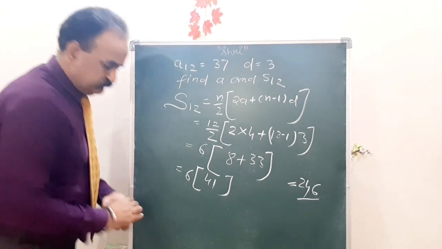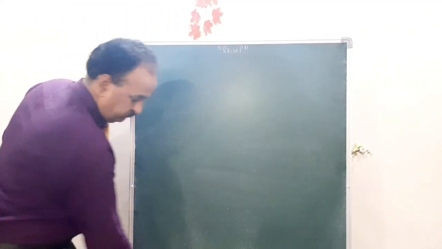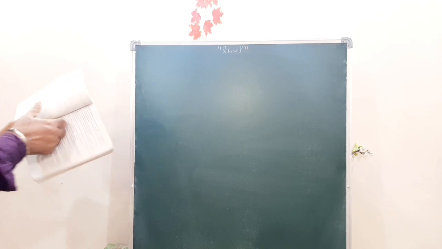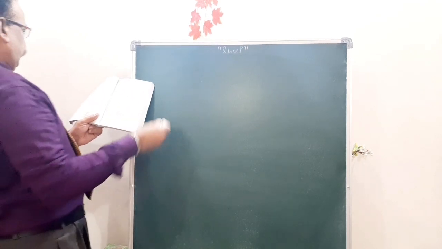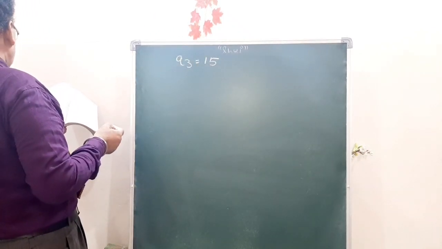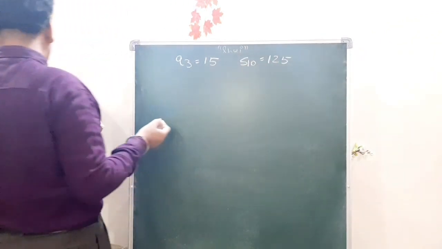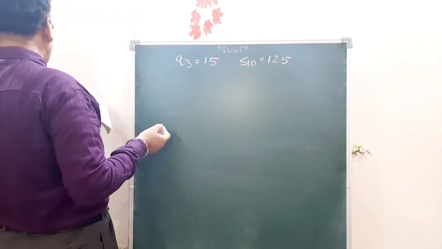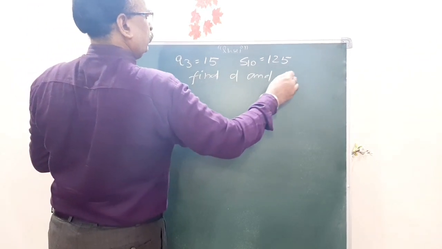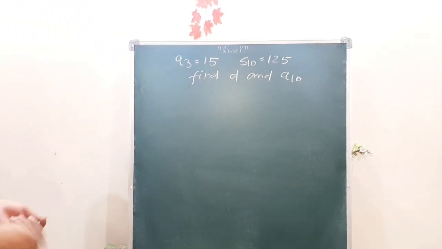Now question number 4. A3 is equal to 15. S10 is equal to 125. Find D and A10. Let us see how to solve.